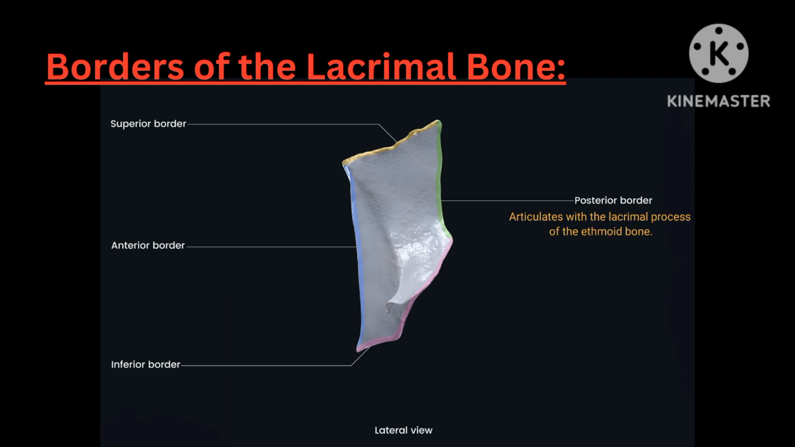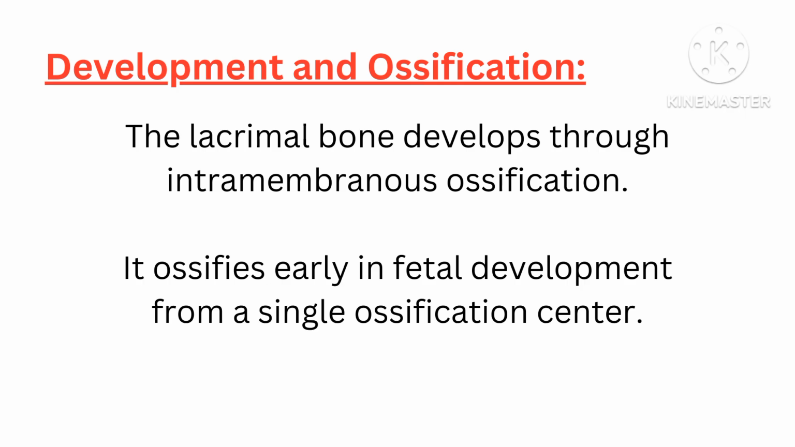Posterior border: articulates with the lacrimal process of the ethmoid bone. It forms the posterior part of the lacrimal groove. Superior border: articulates with the frontal bone, contributing to the orbital rim. Inferior border: joins the lacrimal process of the inferior nasal concha, completing the nasolacrimal canal.